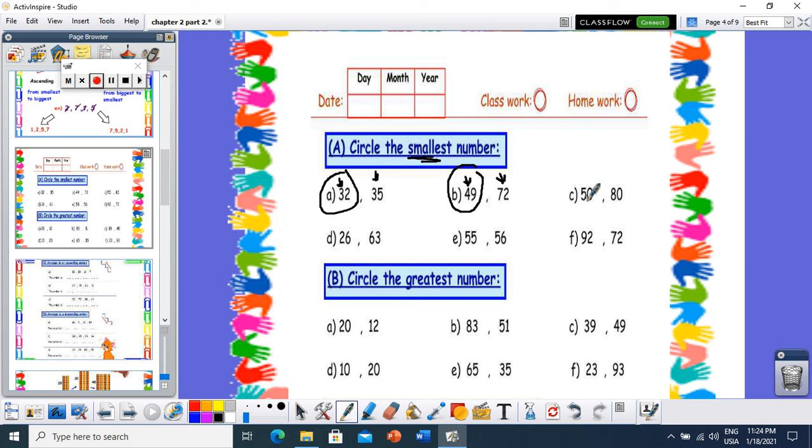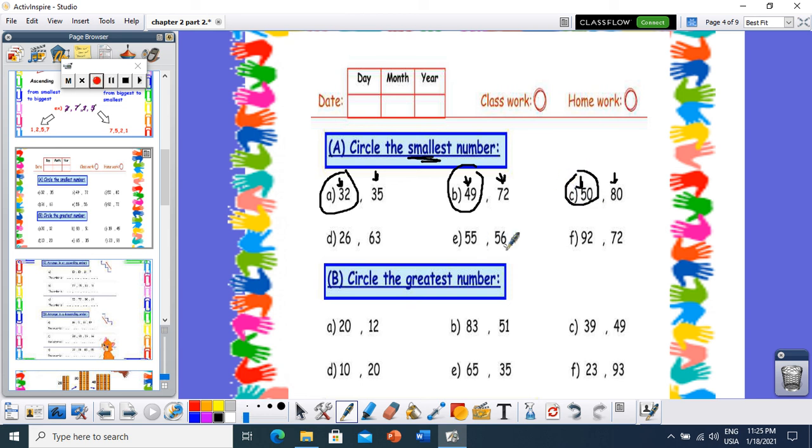Now 50 and 80. Which number is the smaller? We can also look at the tens. Here I have 5 in the tens and 8 in the tens. Which number is the smaller, 5 or 8? 5. Excellent. So 50 is smaller than 80. So I circle 50.